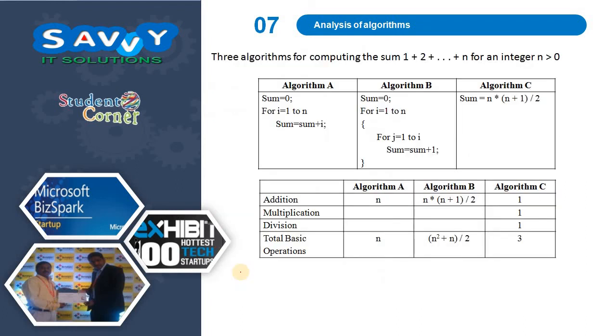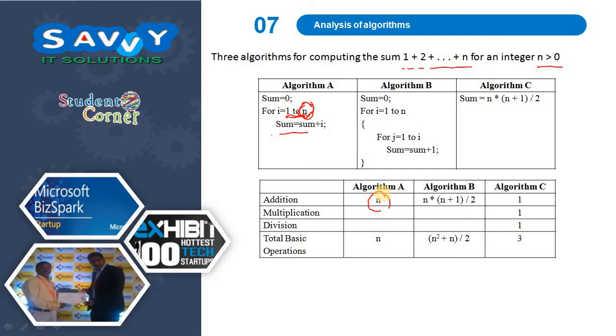Now I am taking a simple example, the sum of 1 plus 2 plus 3 up to n, if n is greater than 0. These three alternative algorithms are the same, giving the same output, but the time complexity changes from one algorithm to another. If n is given as a number, the loop will be executed n times. So the time complexity of the first algorithm is n.